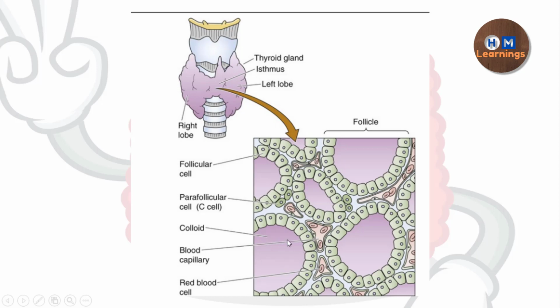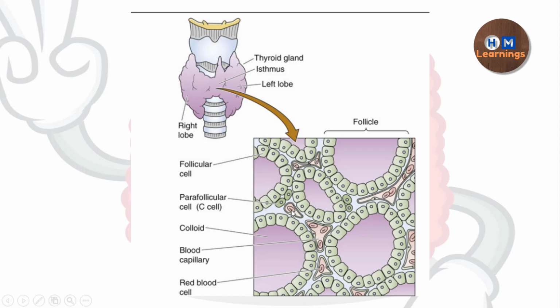Now the lumen of these thyroid follicles is filled with a proteinaceous colloid, which consists predominantly of thyroglobulin. We are going to see what thyroglobulin is and what its role is in thyroid hormone synthesis in the upcoming slides. So these are the thyroid follicles lined by a single layer of epithelial cells, which is supported by the basement membrane. There is a colloid having a high protein concentration, and predominantly it has thyroglobulin.